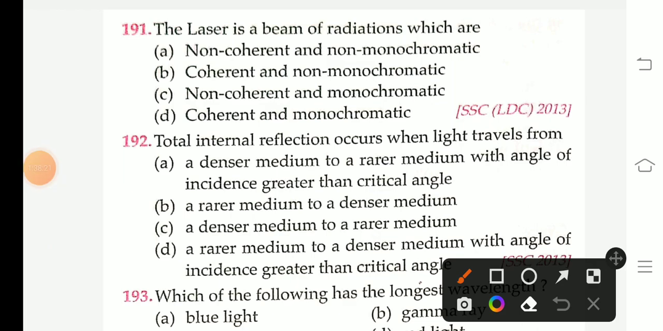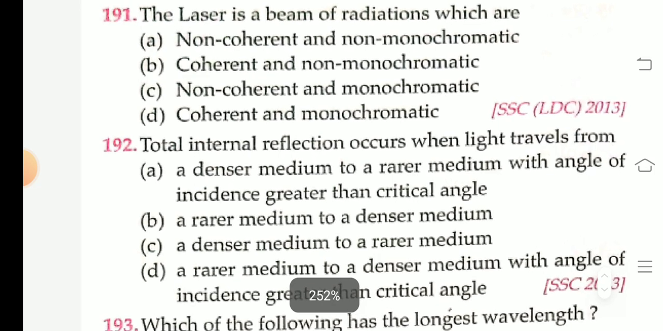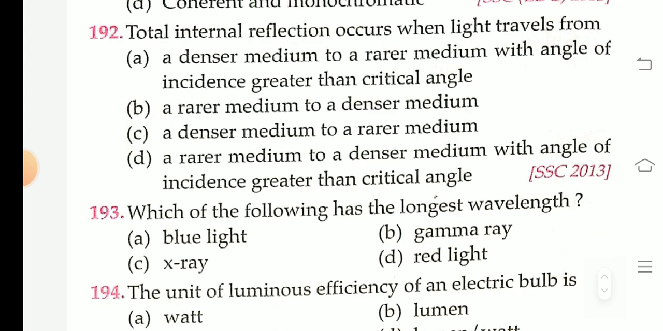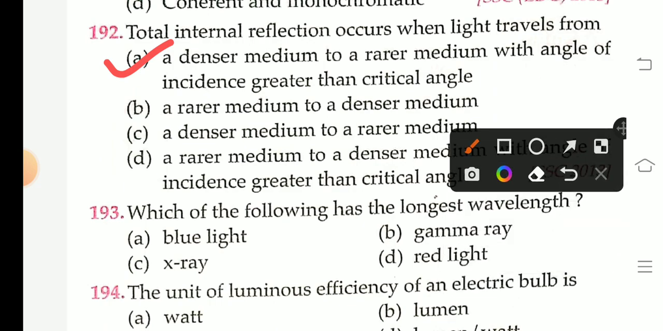Next, the laser is a beam of radiations which are. Right answer will be option D. Coherent and monochromatic. Next, total internal reflection occurs when light travels from. Right answer option A. A denser medium to a rarer medium with angle of incidence greater than critical angle. Next, which of the following has the longest wavelength? Right answer option D. Red light.